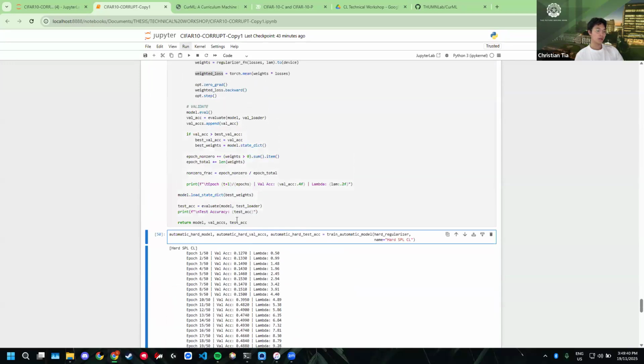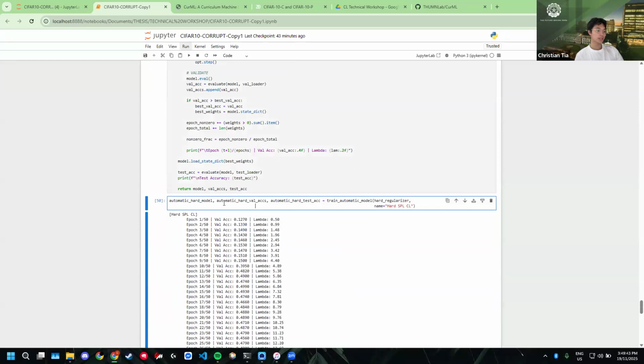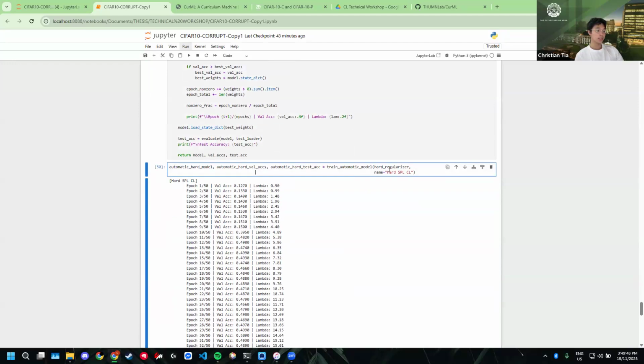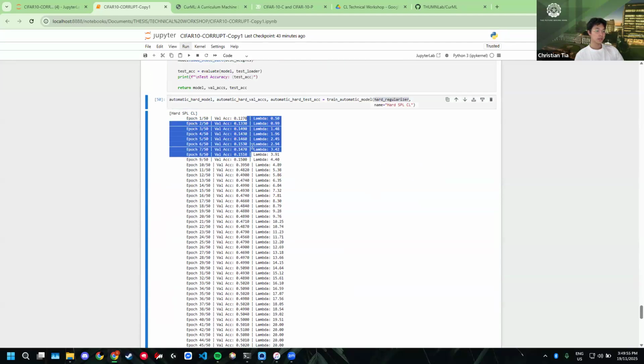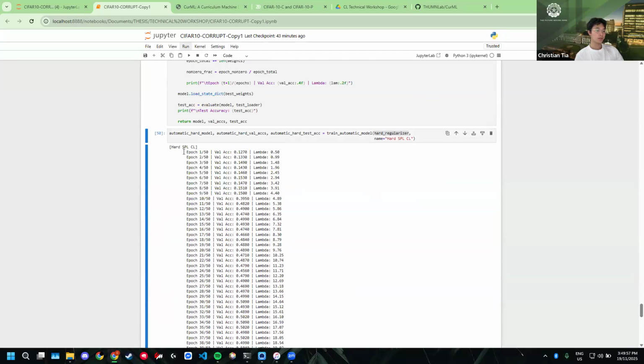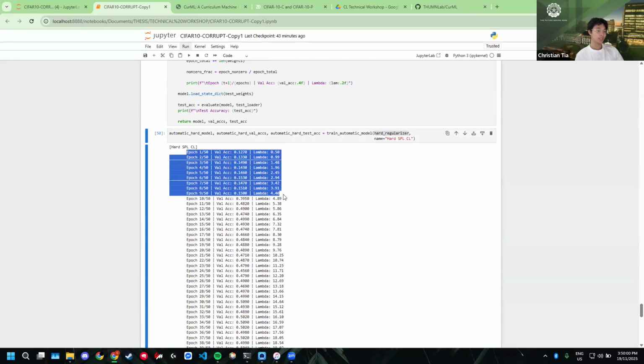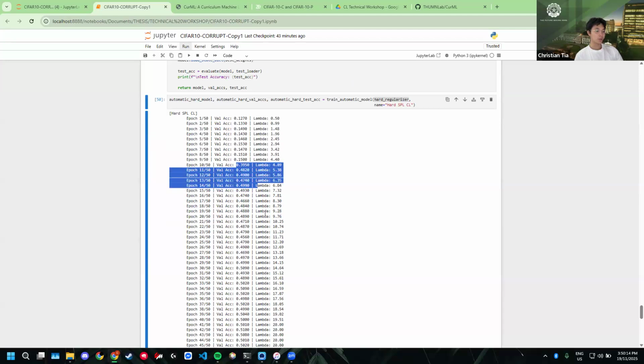And if we perform training using automatic CL on a hard regularizer, we can see that it starts off slow. So warm up for automatic CL or self-paced learning specifically is quite slow, because since the student is the teacher at the start, the student is quite dumb, I guess. It doesn't really know what to consider hard or easy, since the weights have just been initialized. But once it starts to warm up, then performance starts going up and up.